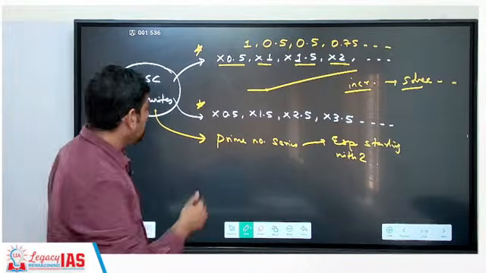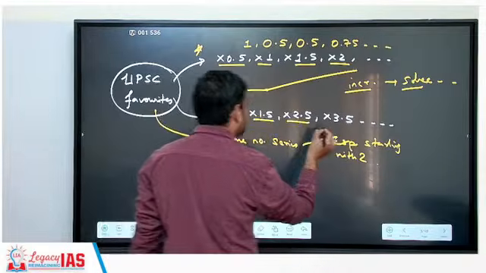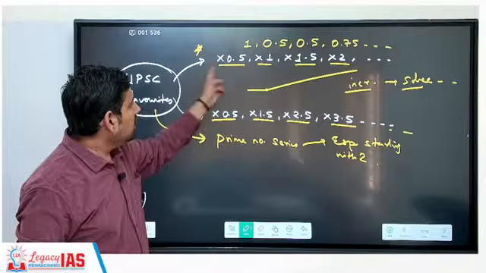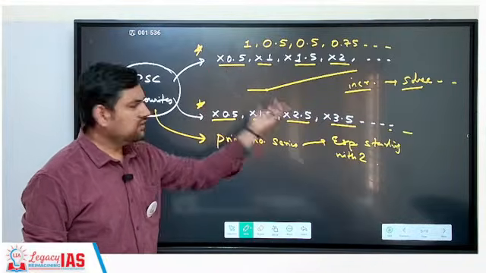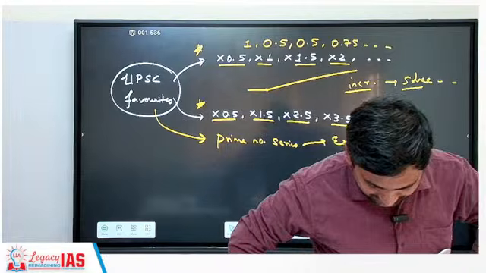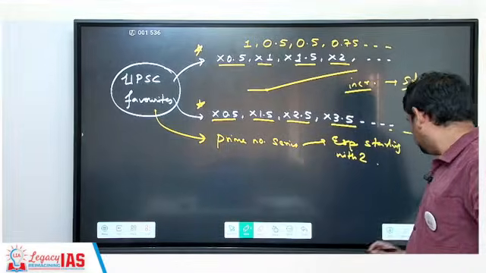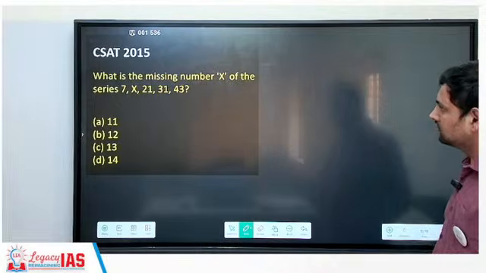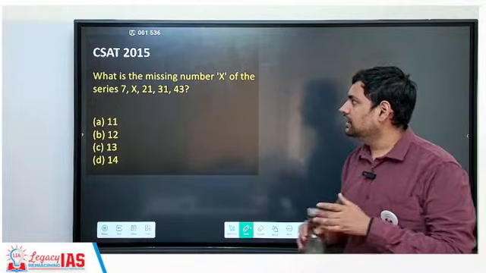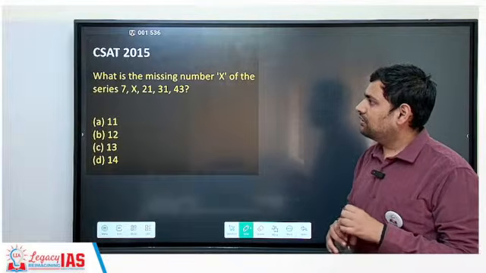The other pattern is into 0.5, into 1.5, into 2.5, into 3.5, and it goes on. Understood? Here the difference is of 0.5, here the difference is of 1. That's it. Now let's get to questions. Yeah, so this is from 2015. What is the missing number X of the series this?